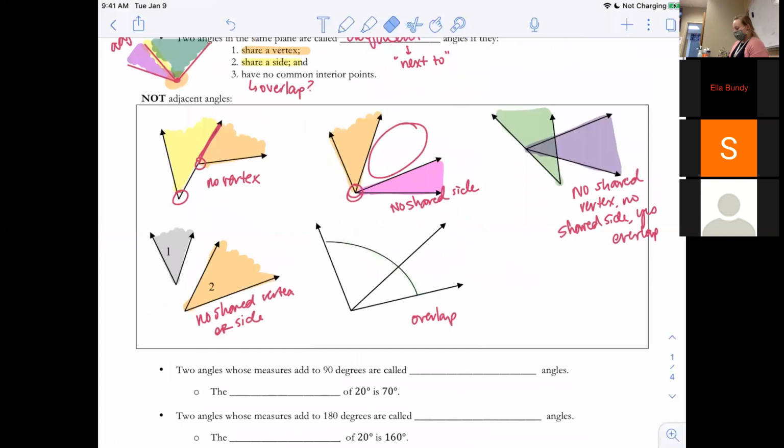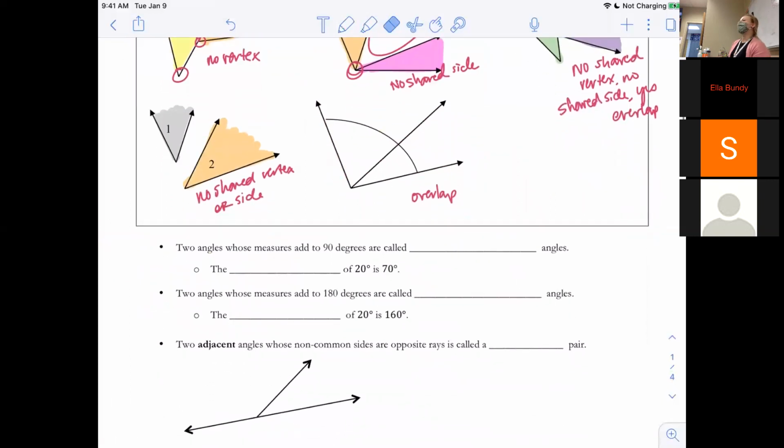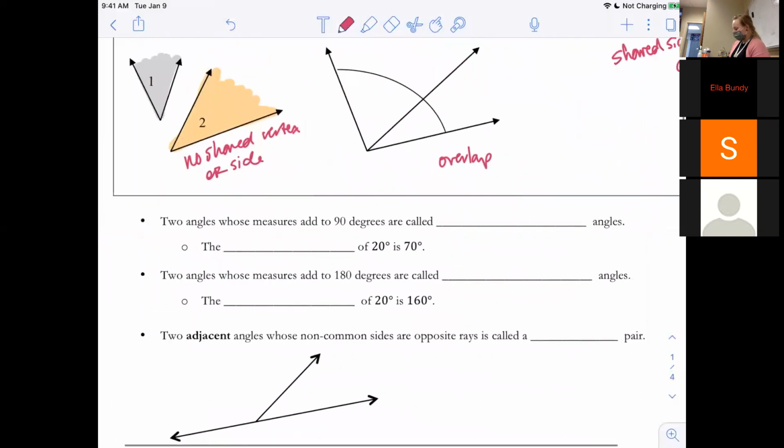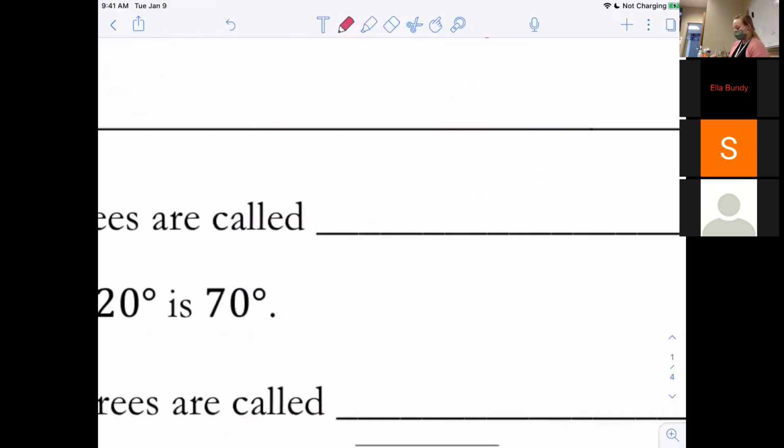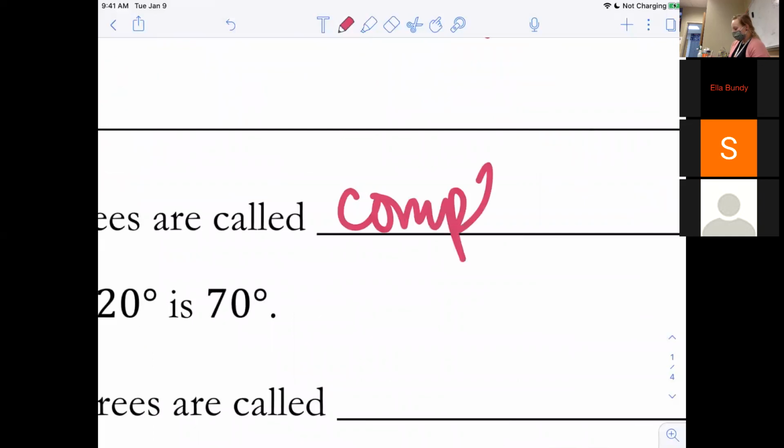Okay, I've got a couple more vocab words for you, and these are what we call relationships between angles. So angles whose measures add up to 90 degrees are what we call complementary angles. Complementary.